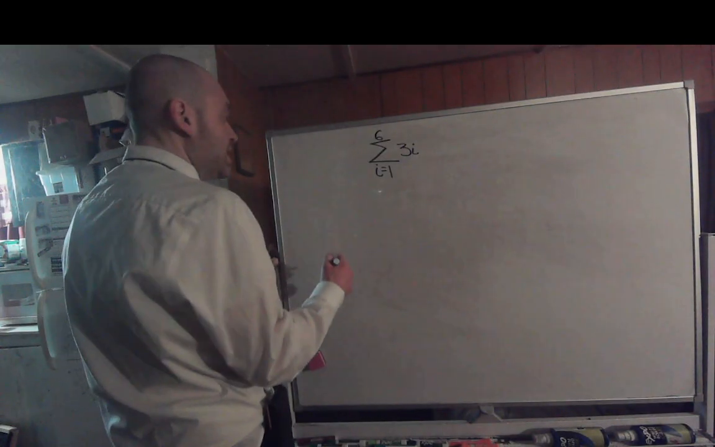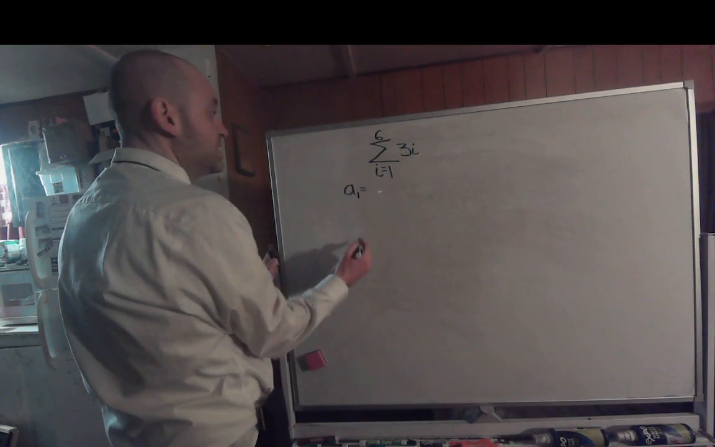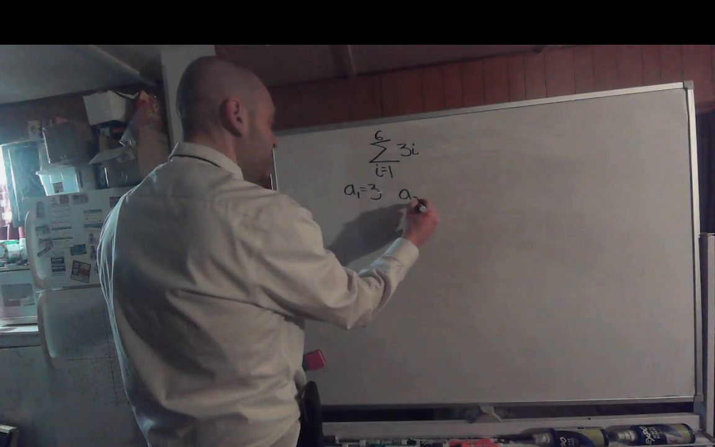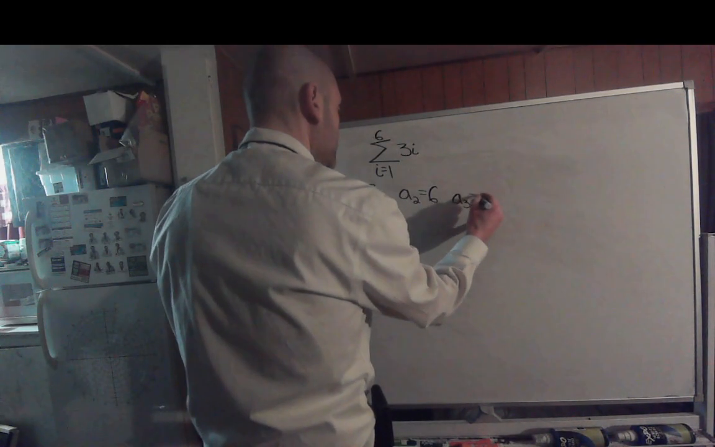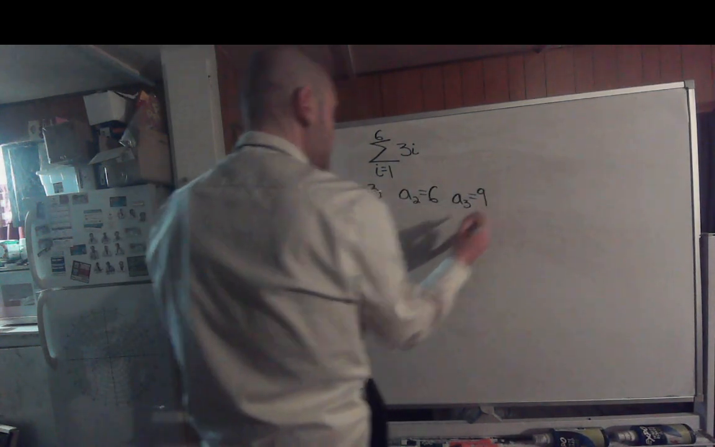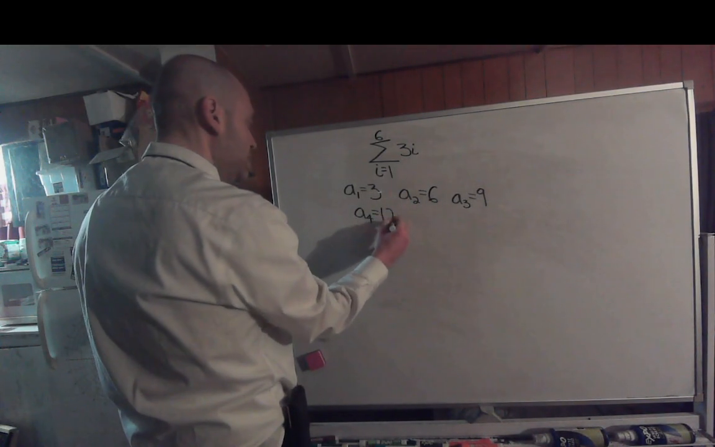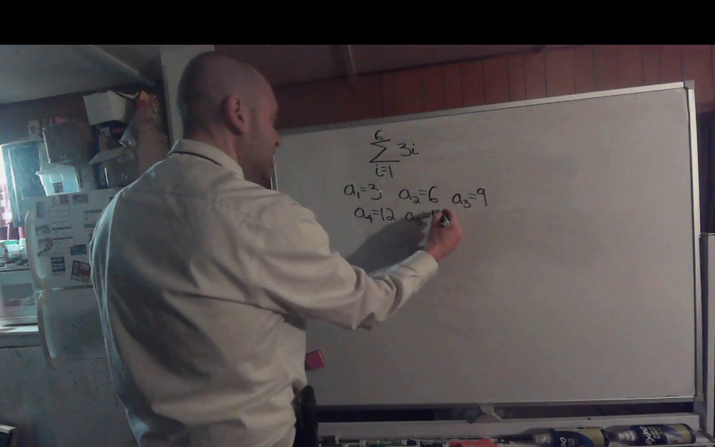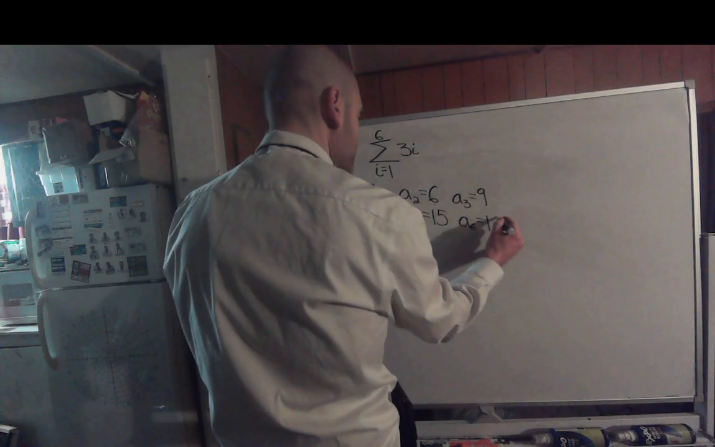So, if I take a sub 1, that's going to equal 3 times 1, which would give me 3, right? If I want to find a sub 2, that'd give me 3 times 2, which is 6. A sub 3, that's 3 times 3, which is 9. A sub 4 is 3 times 4, which is 12. A sub 5, 3 times 5, that's 15. And then a sub 6, well, that's going to end up being 3 times 6, which is 18.